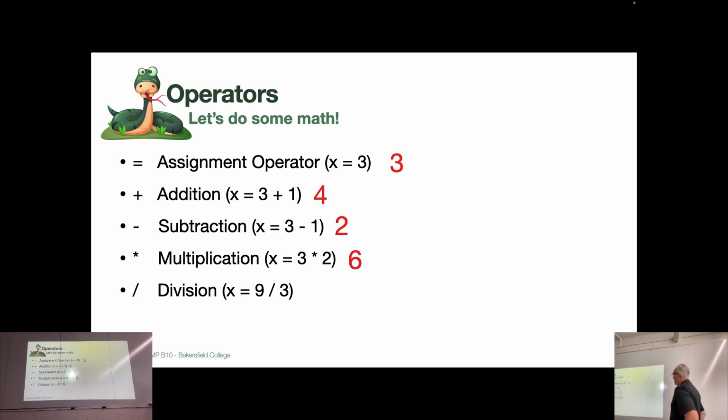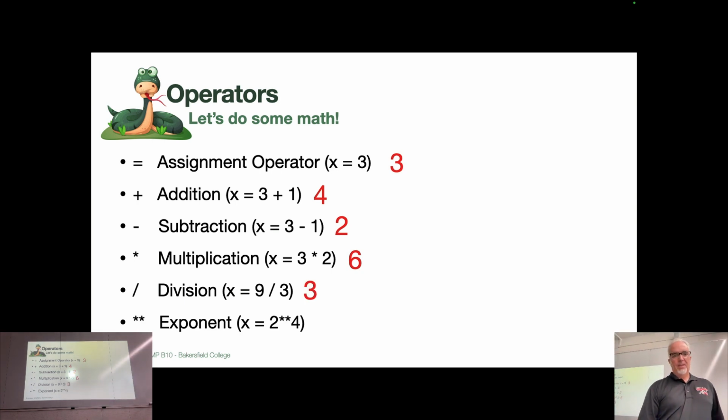All right, so division. Division is a slash, forward slash, by the way, not a backslash. You can tell because it's leaning forward in the direction we read. Okay, so x equals 9 divided by 3, or x equals 3. Uh-oh. Now I'm throwing you some curveballs. We're leveling up a little bit.